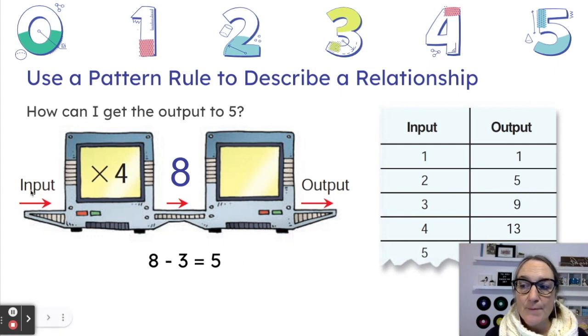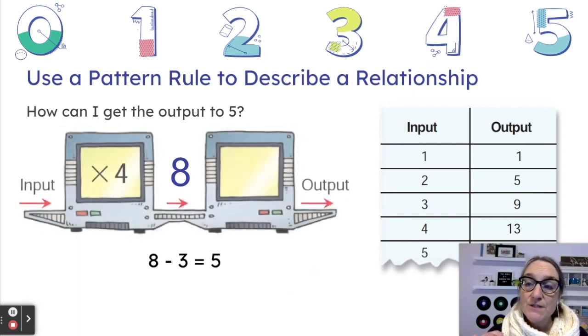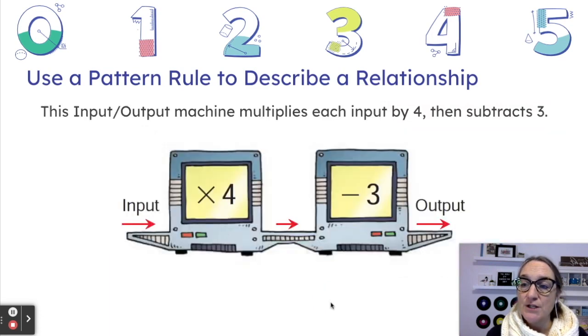So in my first step, I multiplied my input by 4. It gave me that middle number, and now I have to figure out what is my second step, my second operation that will give me the right output. The output I'm looking for, for an input of 2, is 5. So I have to say, what's my middle number? What operation do I do to it to get to the desired output? In this case, -3. So that's what we're going to pop into the input-output machine.